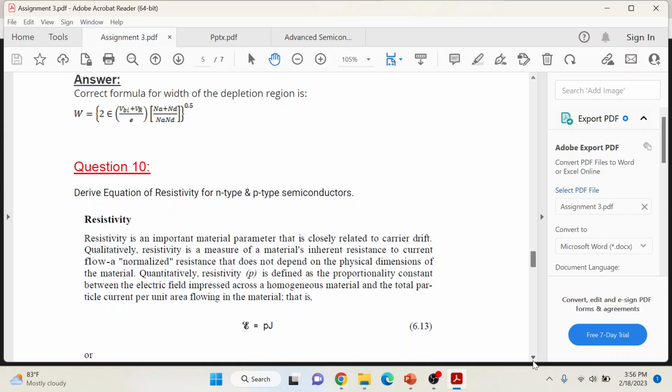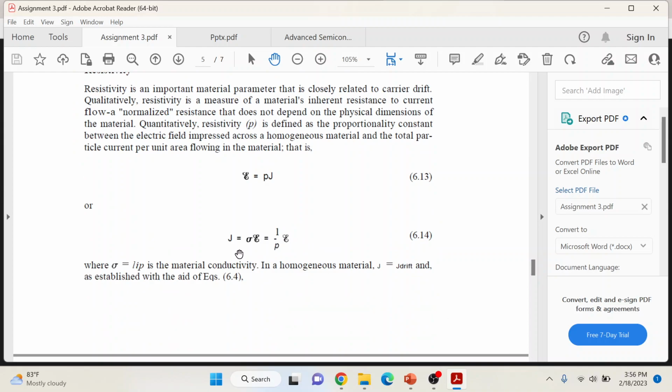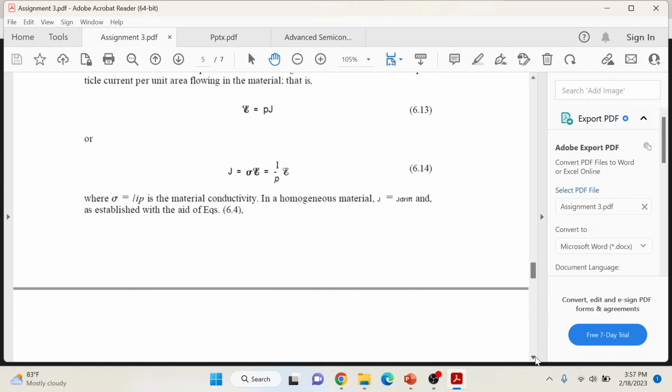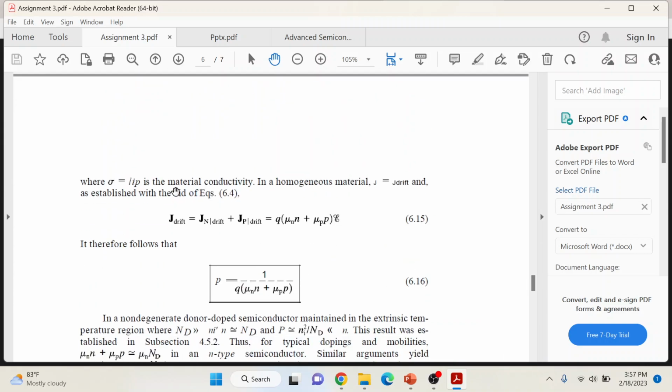That is, E equals rho J. So from here, J equals sigma E equals 1 over rho E, where sigma equals 1 over rho is the material conductivity. In a homogeneous material, J equals J drift. We know J drift is equal to J n drift plus J p drift, that is majority carrier and minority carrier. If we replace this, we get (q mu n n plus q mu p p) E. Therefore it follows that rho equals 1 over q(mu n n plus mu p p).